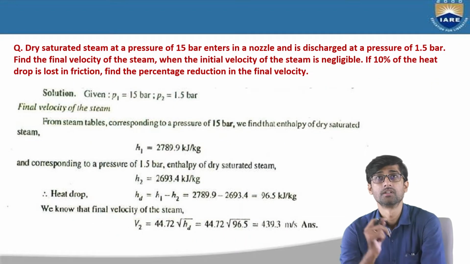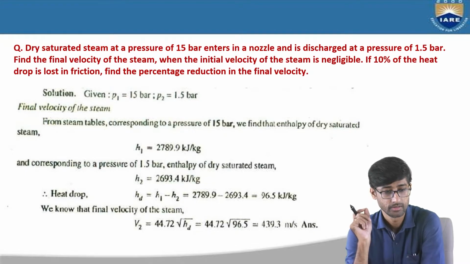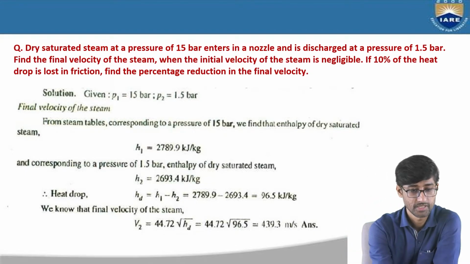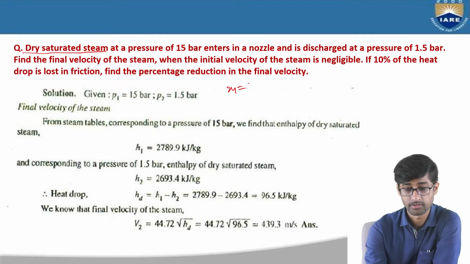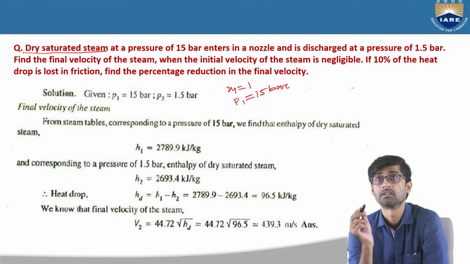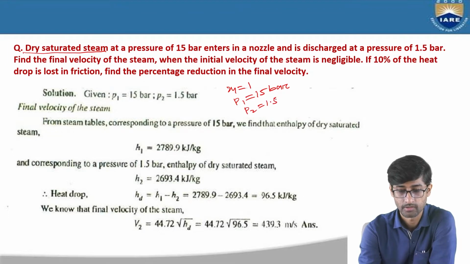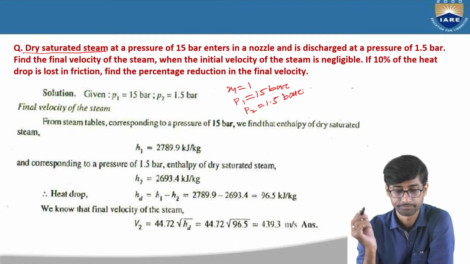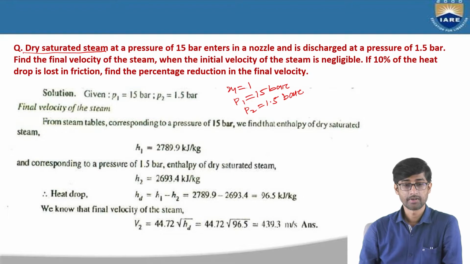Next question. Dry saturated steam at a pressure of 15 bar enters in a steam nozzle and discharged at a pressure of 1.5 bar. So the initial condition of steam is given, again dry saturated steam. That means your dryness fraction initial condition is 1, pressure P1 is equal to given 15 bar, right? And discharge at a pressure of 1.5 bar. So P2 is equal to 1.5 bar.